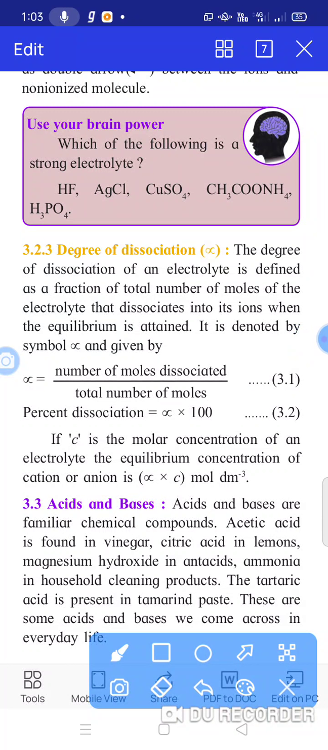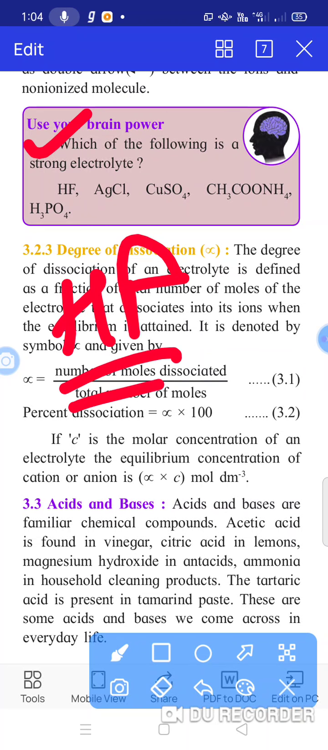Today we are studying the degree of dissociation. Before that, here are the questions we are discussing. Use your brain power. Which of the following is a strong electrolyte? First, HF.